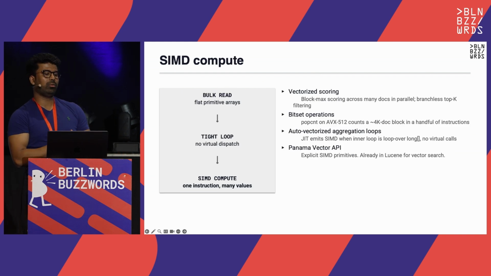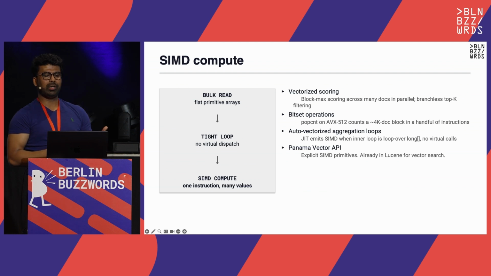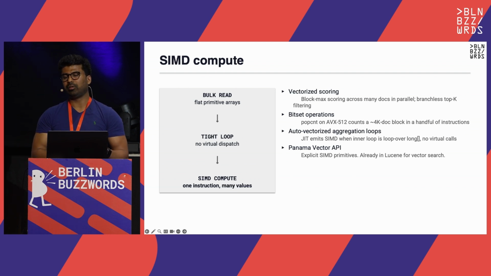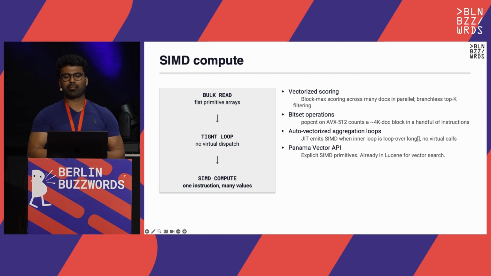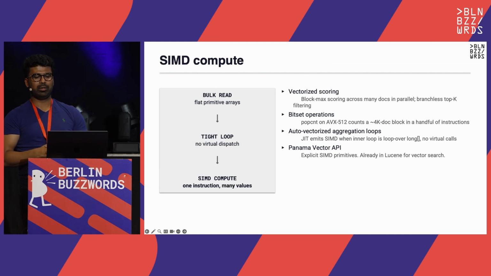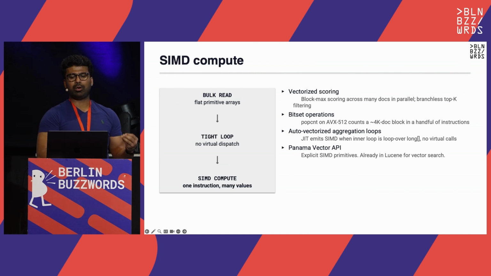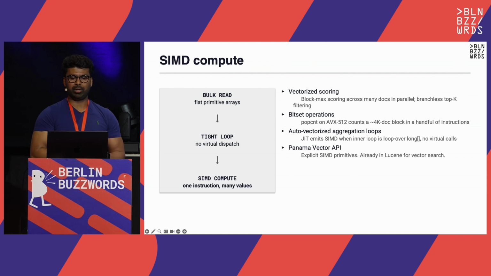So this is how the SIMD compute pipeline looks in case of batch collection. Bulk reads give us a flat primitive array, and SIMD turns those arrays into single instructions. On an AVX-512 processor, eight 64-bit longs can be processed per cycle. So if you are trying to count the number of documents in a 4K block of documents, this can be counted in very few instructions, which is a very big win.